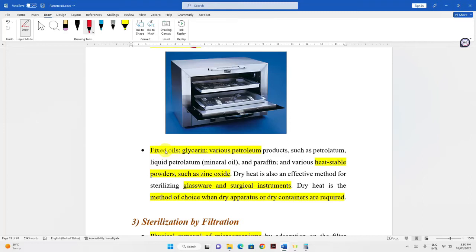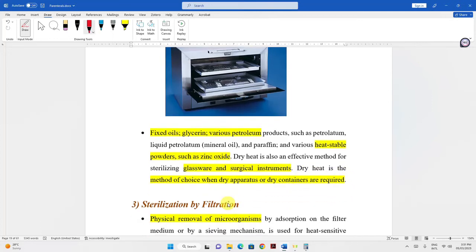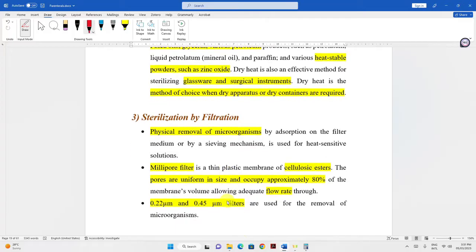You can sterilize glassware, surgical instruments, and it is considered the method of choice when, for example, your instruments or apparatus are wet and you need them to be dry. So you are utilizing the dry heat sterilization to dry the instruments and sterilize them. That's why dry heat is the method of choice when dry apparatus or dry containers are required.